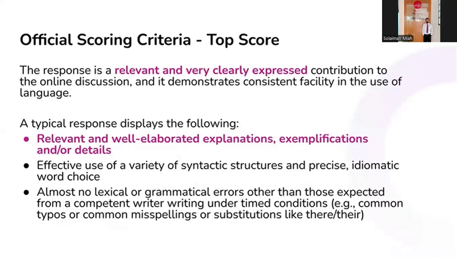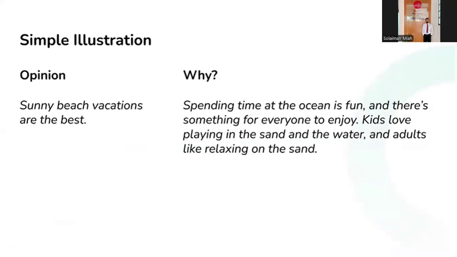You cannot simply state an opinion and move on. You need to explain what you mean. A good way to think about this is with three basic tools: explanations, examples, and details. This is not an extremely complicated concept, so let's start with a simple illustration. Imagine the question is, what is the best type of vacation? You might say, sunny beach vacations are the best.